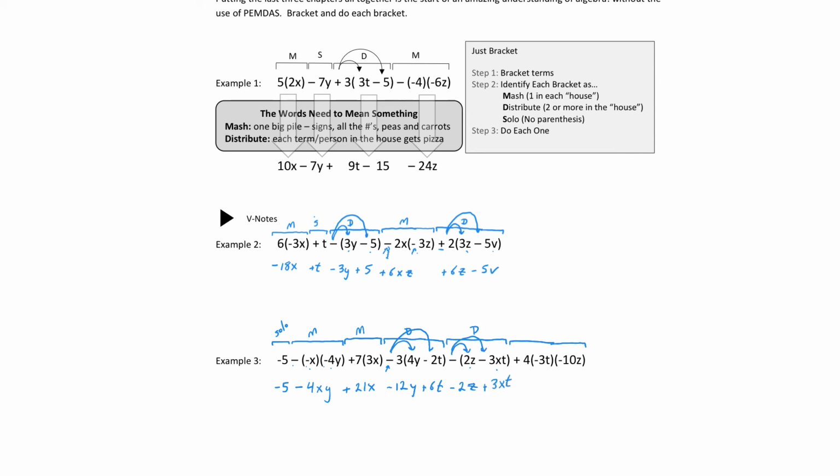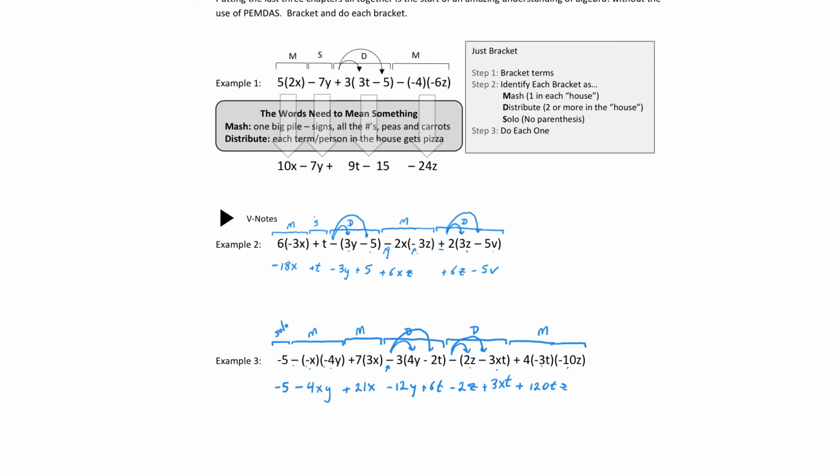And last but not least, a mash. Again, 1 in the house, 1 in the house. It's considered a mash even though it looks like you want to distribute. How many negative signs? 2, so the whole thing's going to be a positive. And then let your calculator do the 4 times 3 times 10. I think it's 120. Throw in the peas and the carrots.